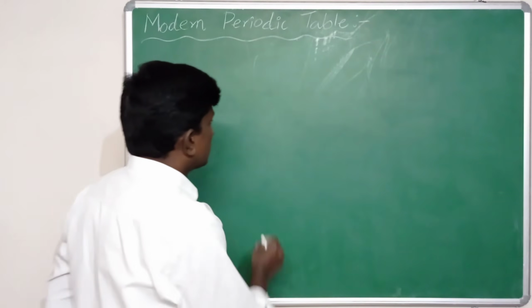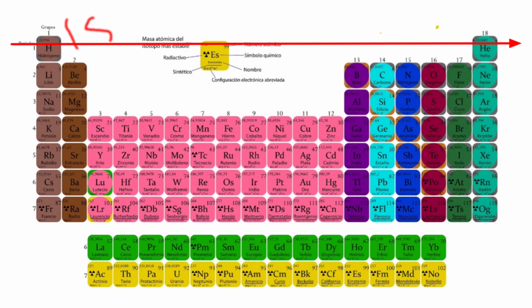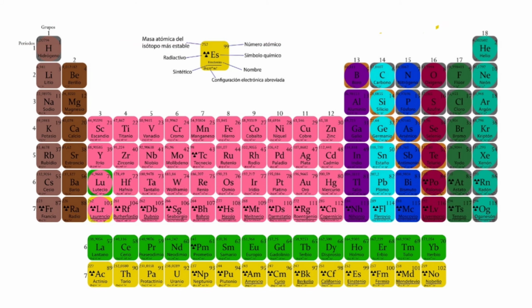In the first period, only 2 elements are there, hydrogen and helium, and it ends with helium, that is with electronic configuration 1s2. The main shell is only one, that is K equal to 1, the first period.